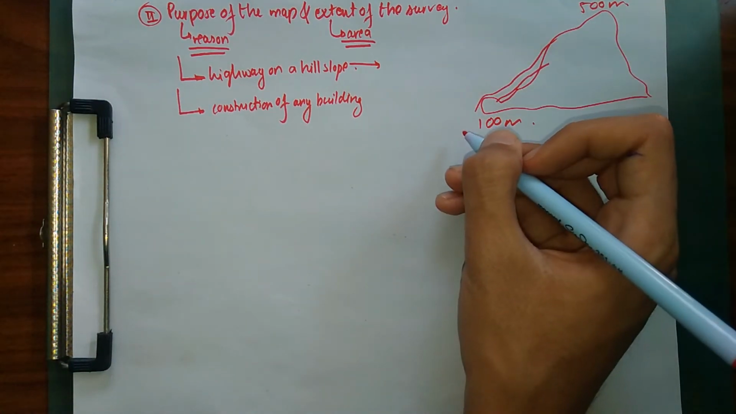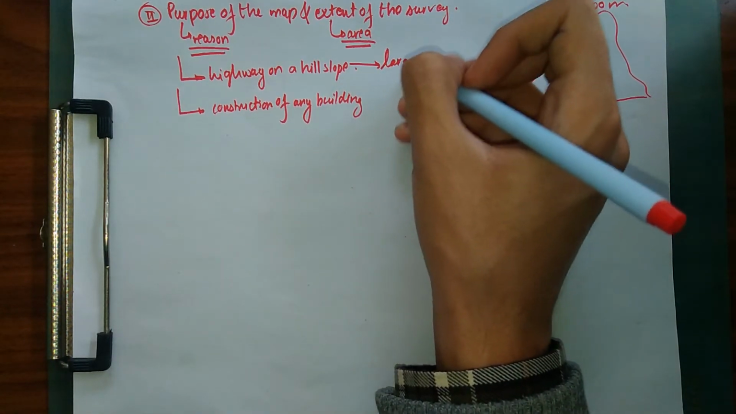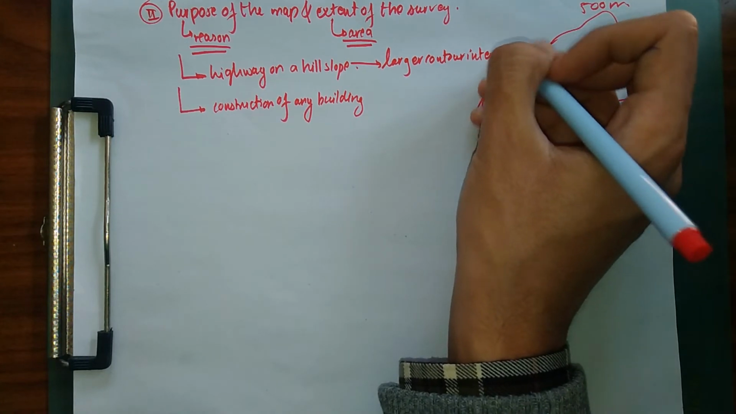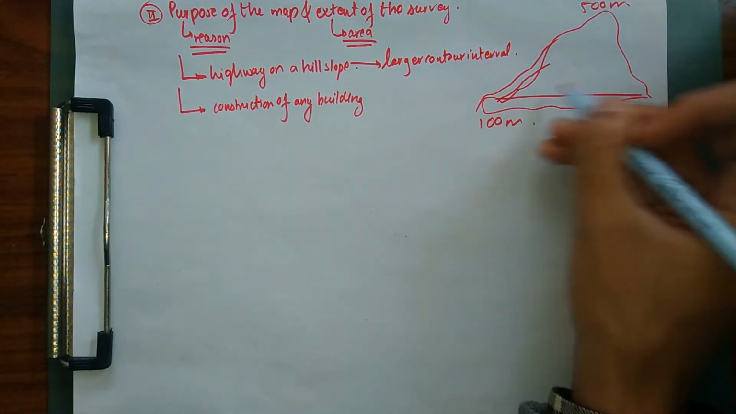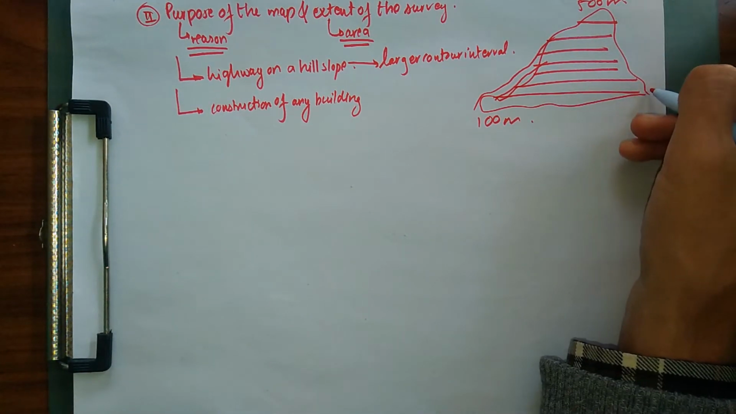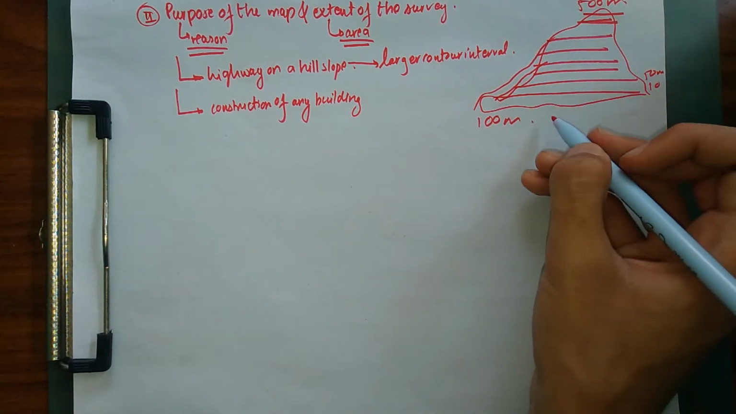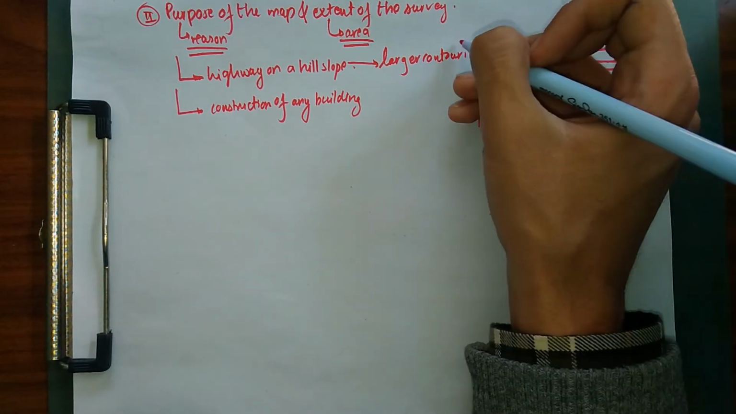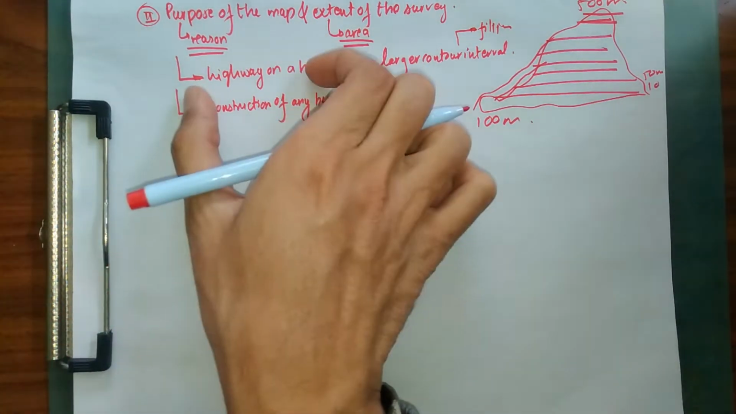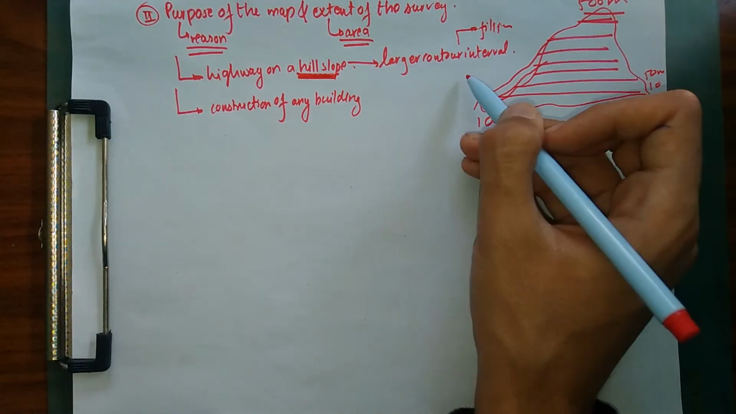So in this case what we are going to do is use a larger contour interval, because right now we do not need any detailed work. We don't need contour lines at an interval of each and every 1 meter. We can use a contour interval of, let's say, 10 meters, 20 meters, or 50 meters, just to get a basic idea of the nature of the terrain, and to complete our filling and digging works for a highway. So for such purposes, we are going to use a larger contour interval.